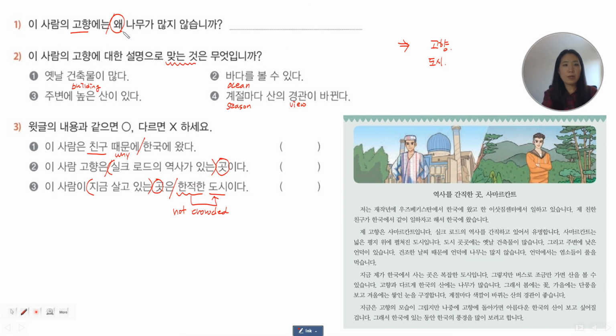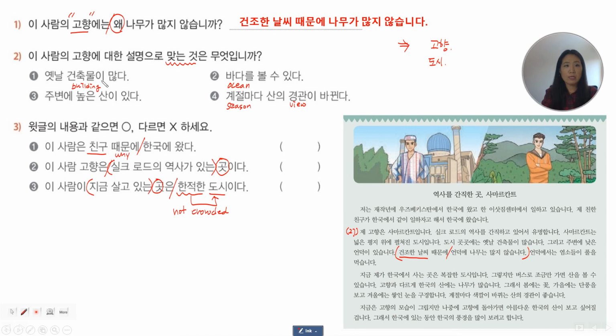이 사람의 고향에는 왜 나무가 많지 않습니까? Number one, why there are not that many trees in his hometown? So, in paragraph 2, explain about the hometown. 왜 나무가 많지 않습니까? 자, 건조한 날씨 때문에 나무는 많지 않습니다. Because of the dry weather. Not that many trees on the hill.